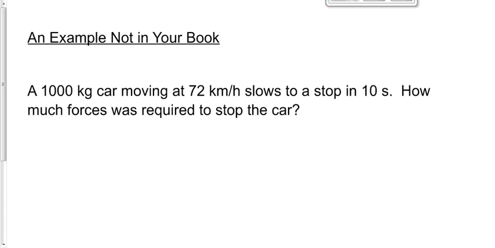So it says a 1,000-kilogram car moving at 72 kilometers per hour slows to a stop in 10 seconds. How much force was required to stop the car? What should I really put in front of the word force? How much net force? Because there's multiple forces acting on this car, right? How much net force is required to stop this car?